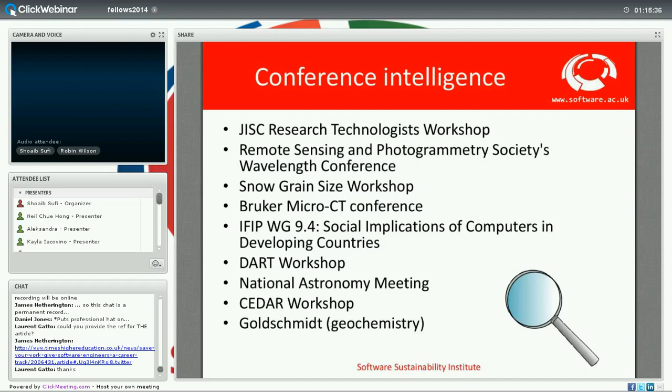So we had the JISC Research Technologist Workshop and the Remote Sensing Workshop. The Remote Sensing Workshop was interesting, although Robin will talk about that later. They're not just meetings where we send people. Sometimes, if the fellows want to talk about something specific like reproducible research, we will set up additional meetings with them prior to them going to these events, where we can perhaps help them create material.